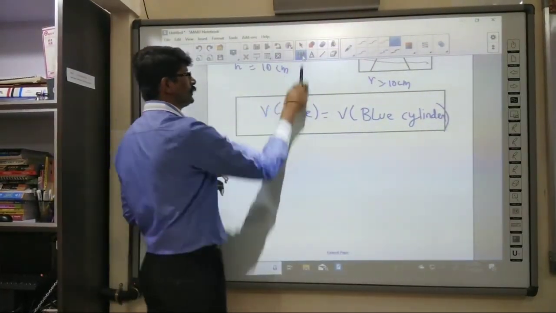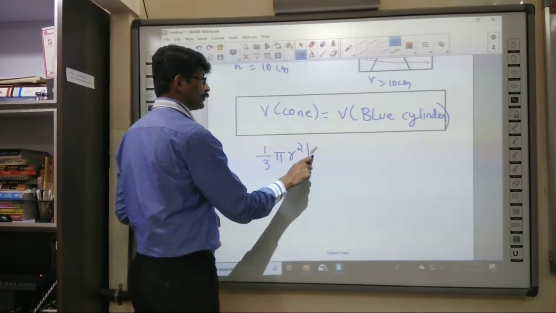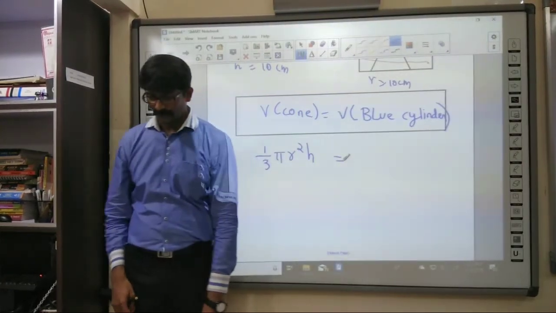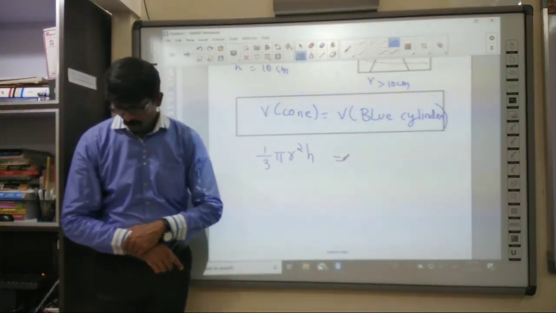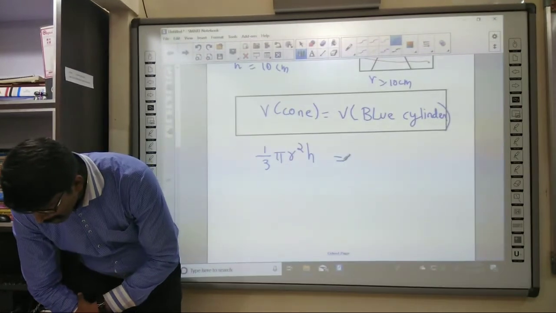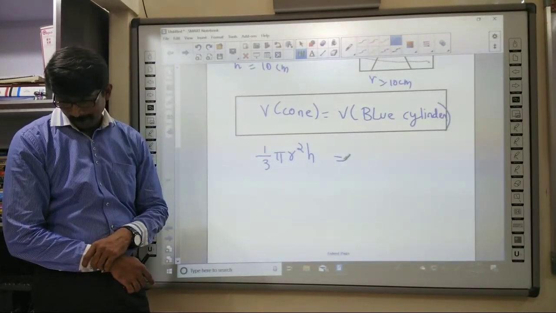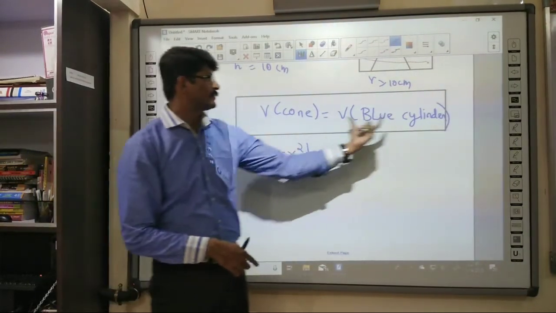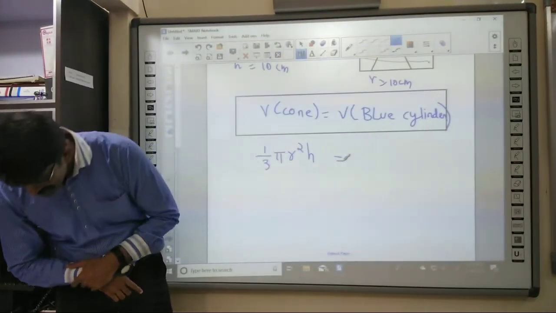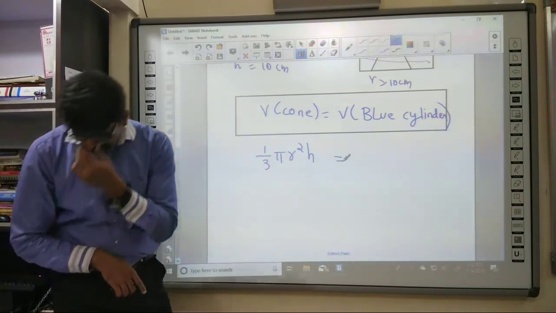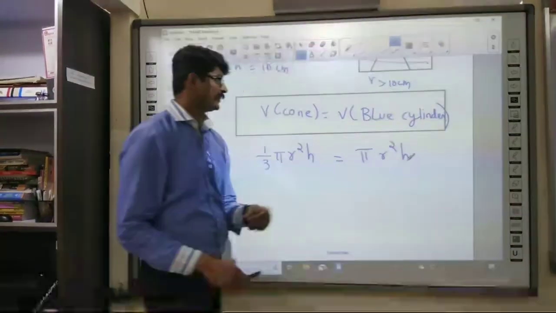So what is the volume of cone, students? Volume of cone is 1/3 pi r square h. What is the volume of cylinder? Someone please write it down in the comments, and then I'll write down the volume of cylinder. I'm waiting. Please write it and comment it immediately. Volume of cylinder is. Oh, someone wrote pi r square h. Pi r square h. That's very nice.